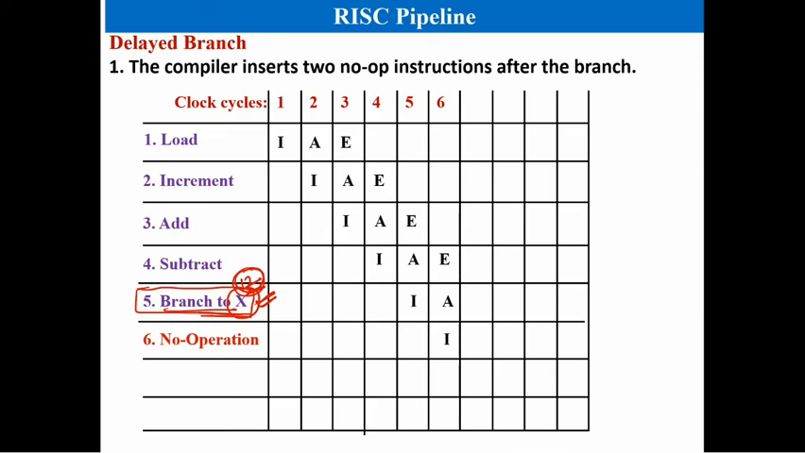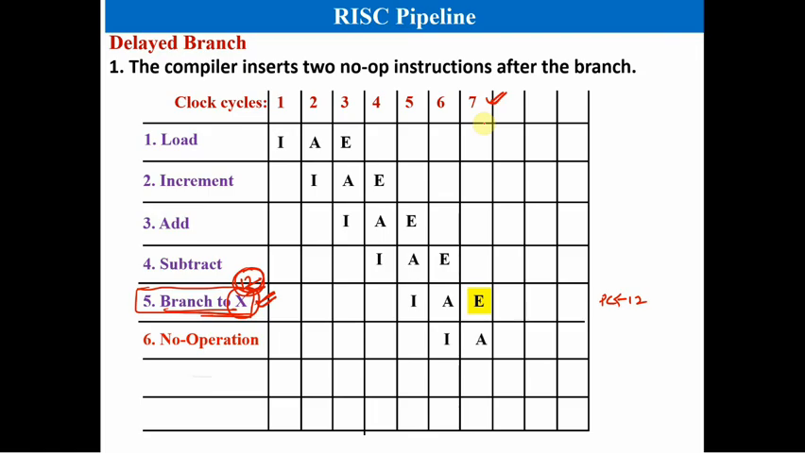So if no operations are not included, the 6th instruction is going to enter the I segment. That should not happen because it is a branch instruction. To avoid it, it requires inserting no operations. Now, the fifth instruction enters the E segment so that at the end of the seventh clock cycle, the branch address 12 is going to be copied into PC.